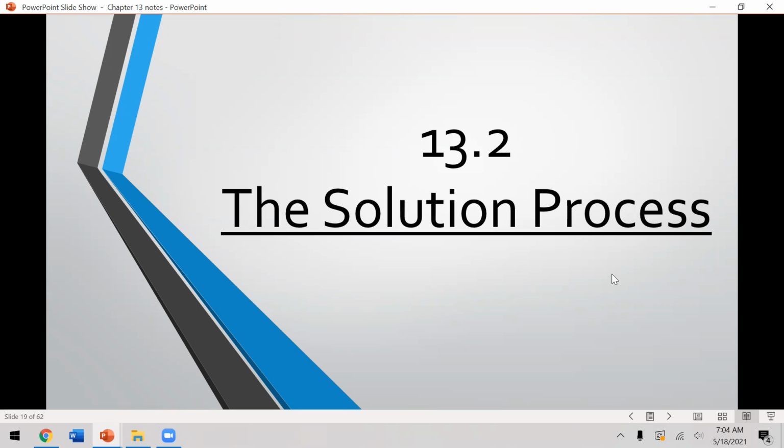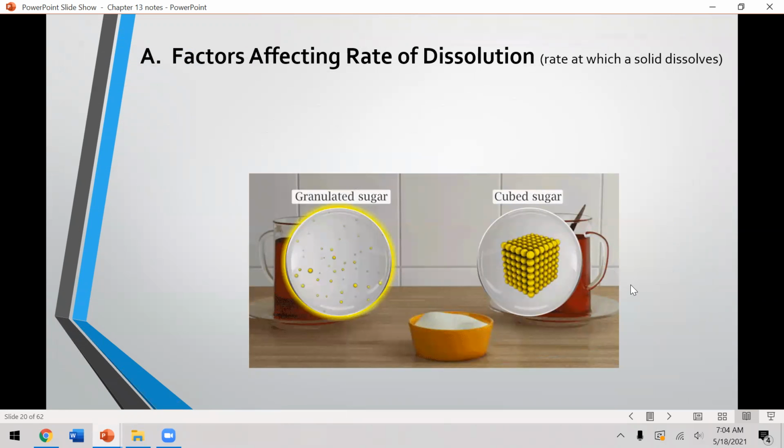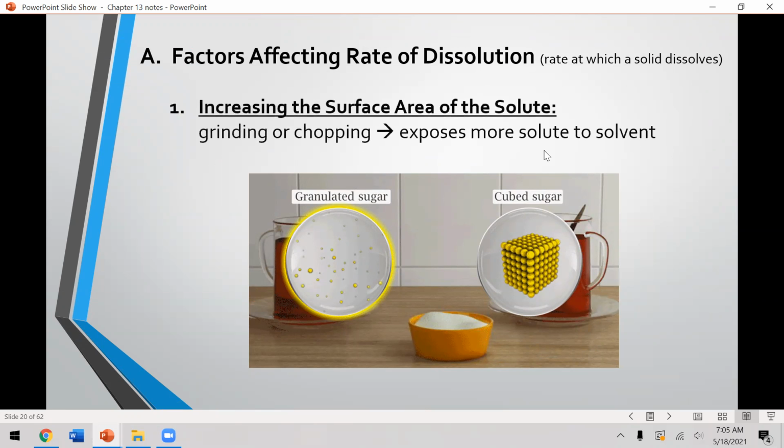Okay, so chapter 13.2 is about the specific solution process and how solutions are made. So we have factors that affect the rate of dissolution, and dissolution basically means the rate at which a solute dissolves in a solvent. The first thing that can affect the rate of dissolution is increasing the surface area of the solute. If you take a sugar cube versus grinding or chopping it to make a powder of sugar, this is going to expose more of the solute to solvent.